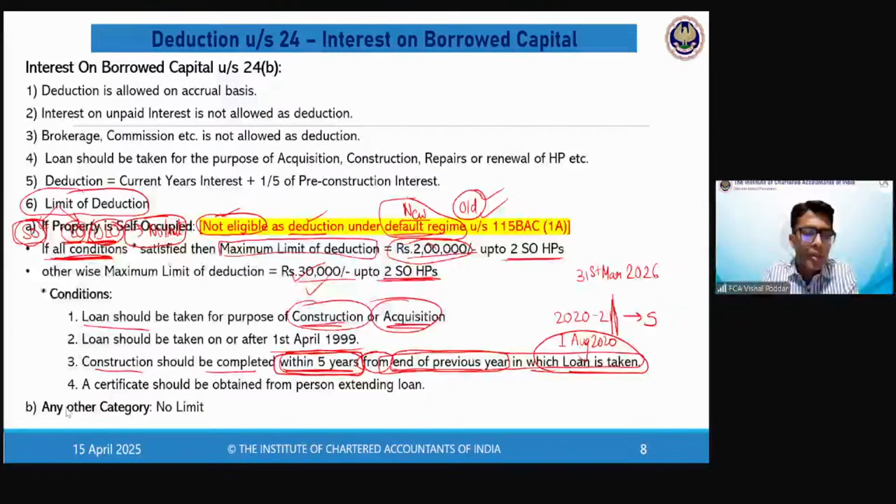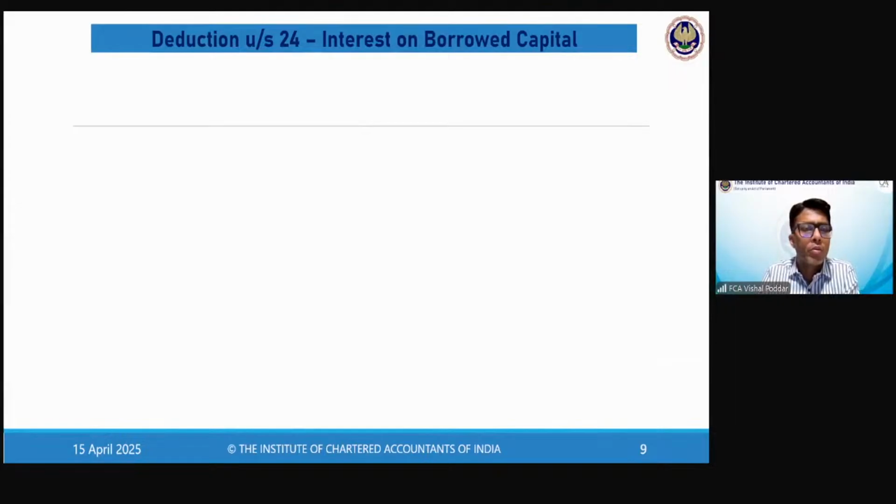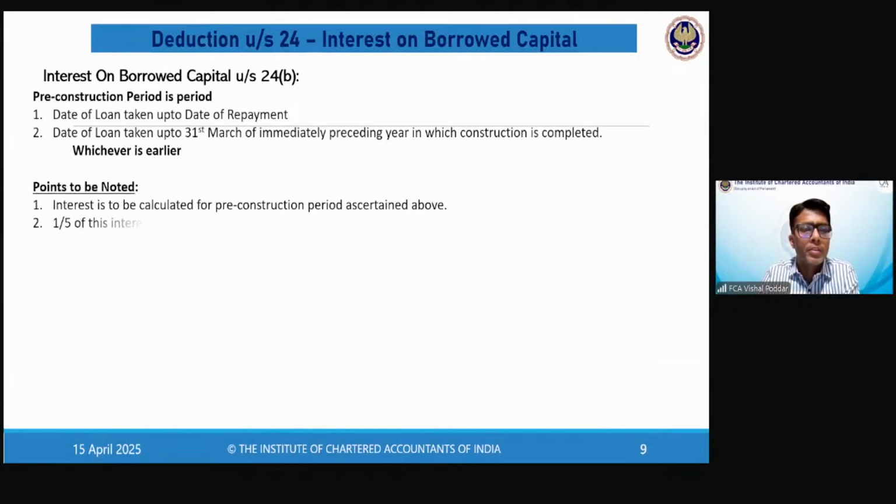And then for any other category, that is where the property is self-occupied or deemed to be let out, there is no limit. No need to see anything else. Old scheme, new scheme, loan for repairs, loan for purchase, don't see anything. If your property is let out, full interest is deduction. I hope this point is now clear. And then we discuss this. We, in fact, solve this.